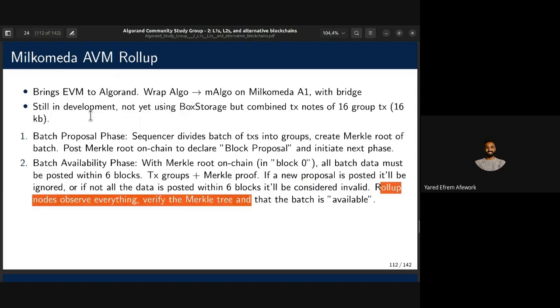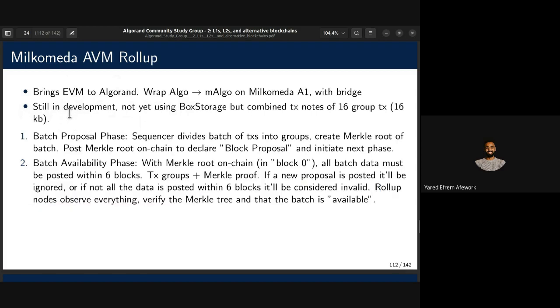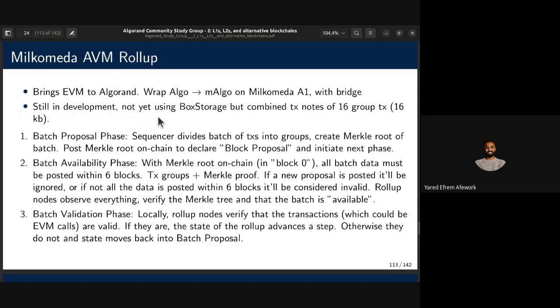And rollup nodes observe everything. Once they have verified everything, they will say that the batch is available. So the batch has been made available, right? Then we enter the batch validation phase. Locally off-chain, they've now verified that all of the data has been posted. Now it's time to validate that the transactions in the rollup batch are actually valid.